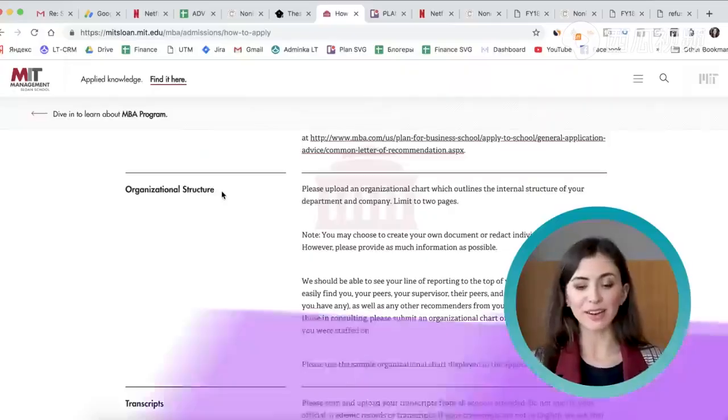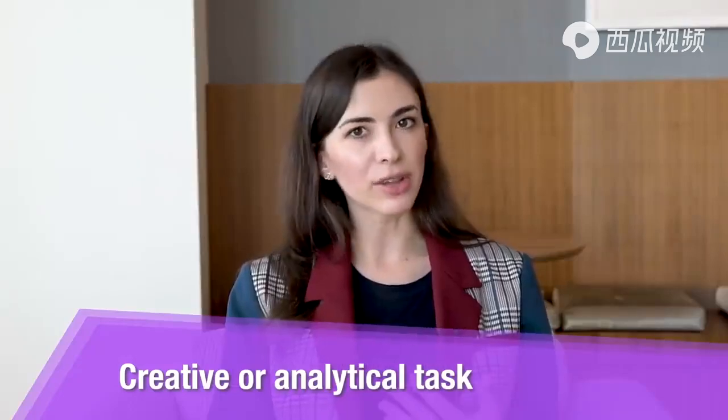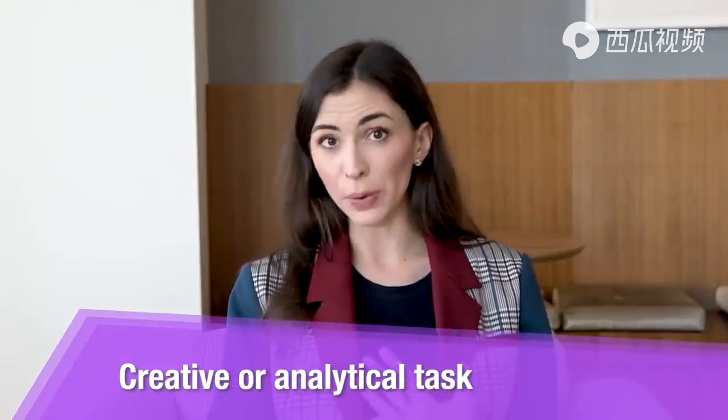The next thing they're asking for is organizational structure. This is very specific to MIT. They just want to see how you see organizations. But if we're talking about something that's related to art, that's going to be your portfolio. They would want to see what you've painted or what you've done before.